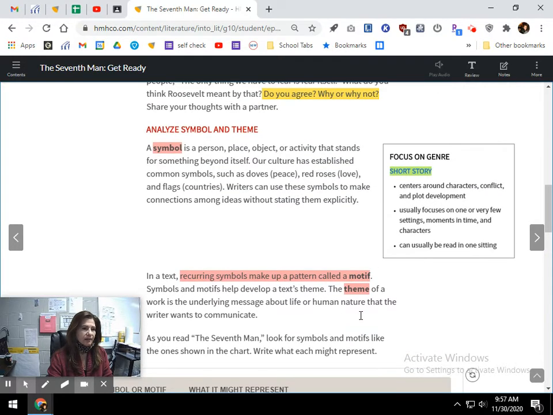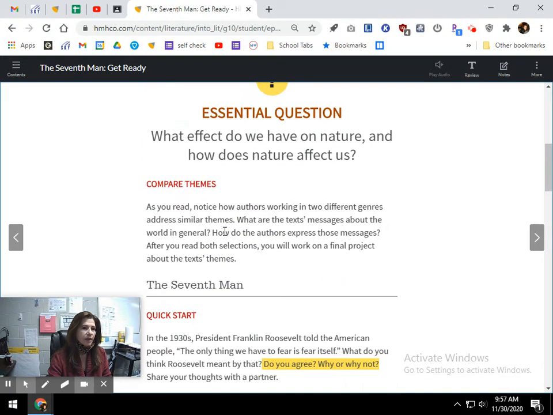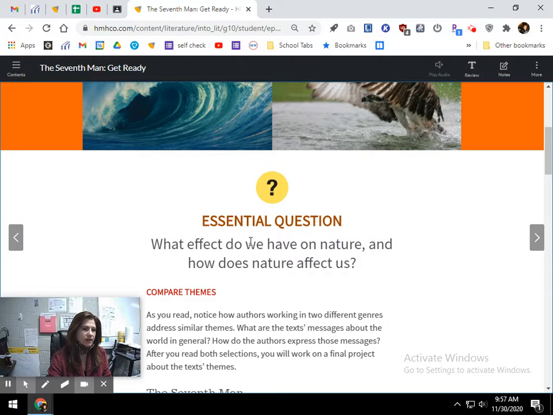So all of these things in the Get Ready, just keep in mind that it's getting us ready to read The Seventh Man. So we're going to be looking for examples of symbols and motifs and the theme of the story as we read. We'll also figure out why they ask us this question for the quick start and how that relates to the story, and also how it relates to the overall essential question.